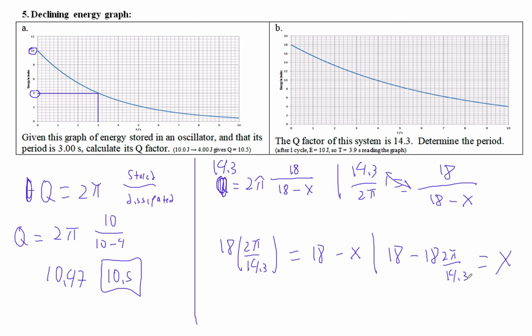Now I can do this: 18 times 1 minus 2 pi divided by 14.3. That gives 10.09. So X is 10.09, so 10.1. So let's look at that.